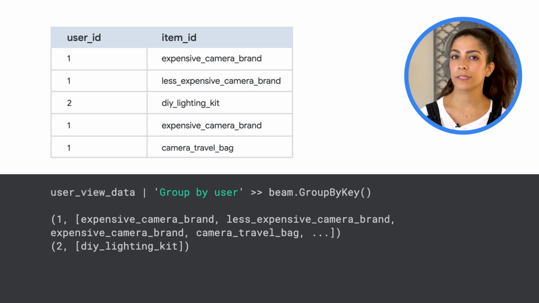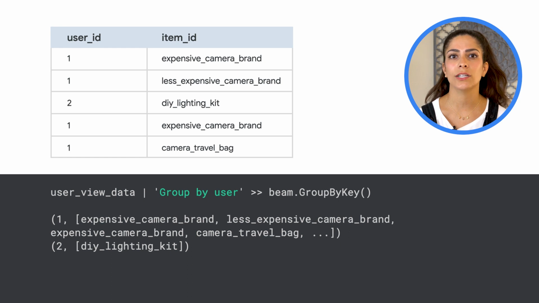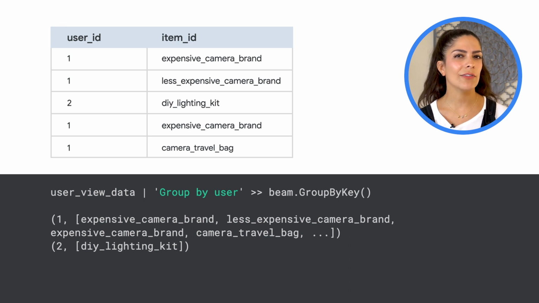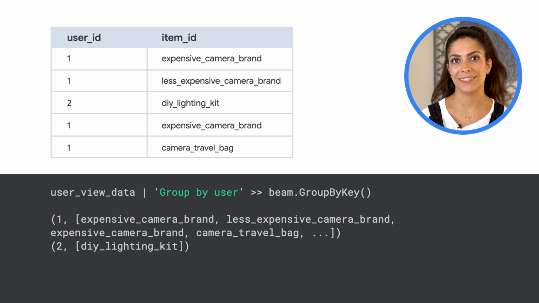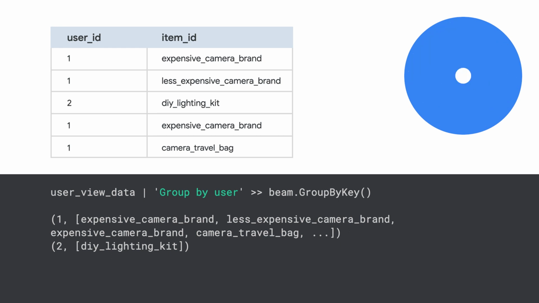GroupByKey is a Beam transform that will take a PCollection and group all of the values for each key. With the key of user ID, GroupByKey gives us a list of all the items that each user viewed, so now we can use this information to do further processing in Beam or another system to generate recommendations. After all, it's pretty easy to see that user 1 is into cameras. Grouping by key inside of a single PCollection is simple enough. But what happens when you join that collection with even more data?